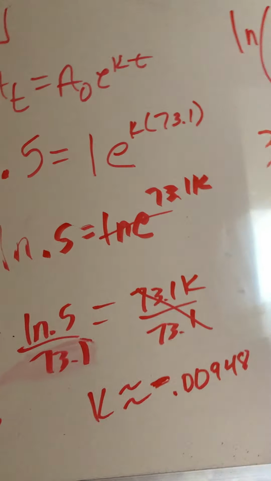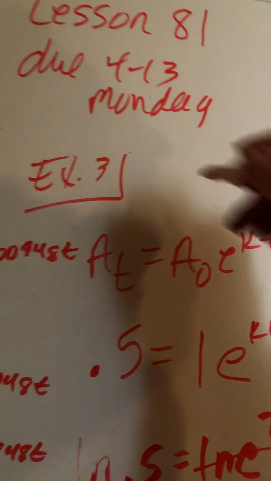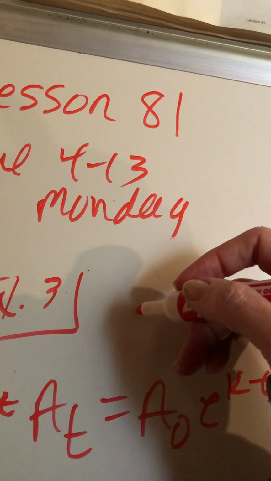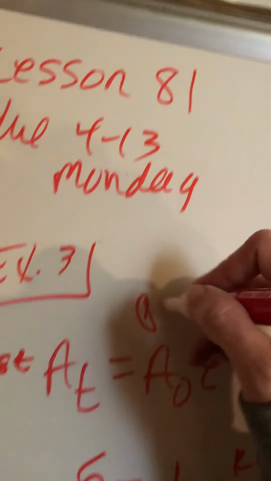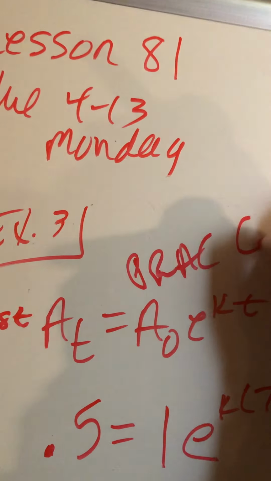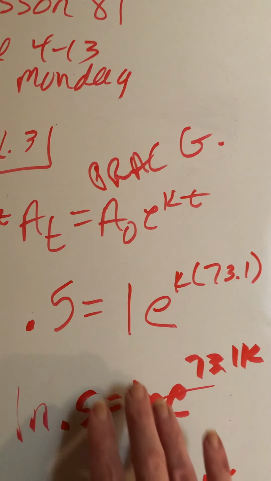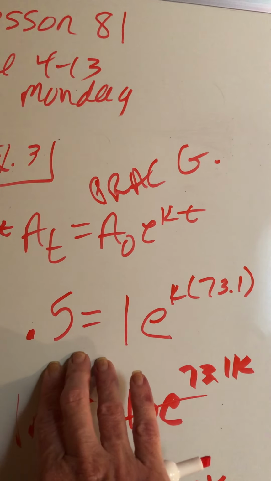So that's the way you do that, and this is what you're going to follow. You're going to follow this example just like this for practice G. So you're going to follow this for practice G, just like I've shown you. You're going to use this. It gives you a half-life on G, so you're going to use the 0.5.